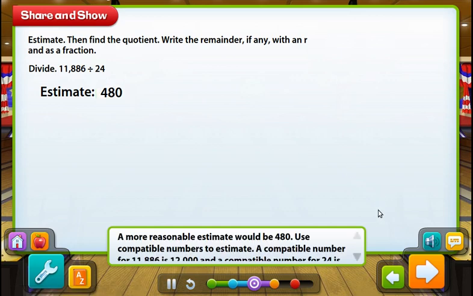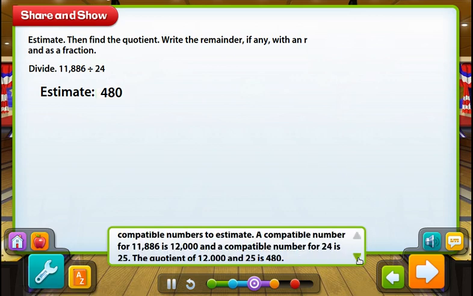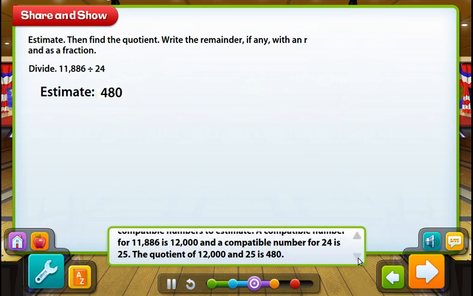A more reasonable estimate would be 480. Use compatible numbers to estimate. A compatible number for 11,886 is 12,000, and a compatible number for 24 is 25. The quotient of 12,000 and 25 is 480.